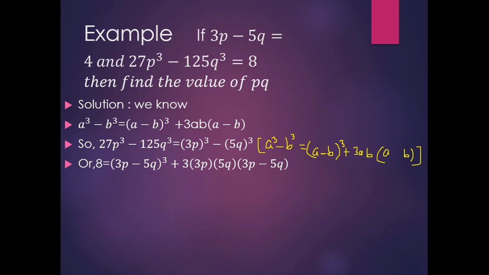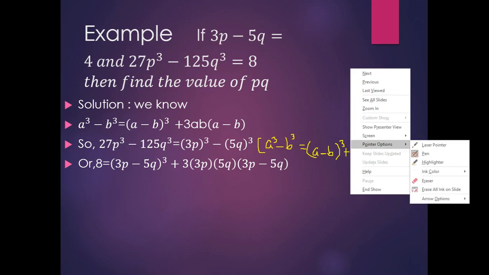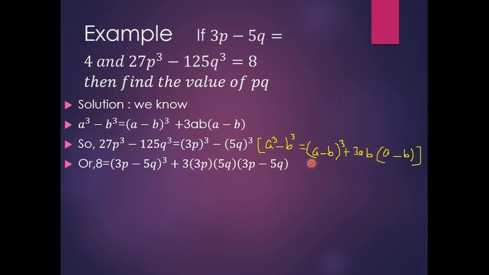Okay, so here 3 times A is 3P, B is 5Q, and in place of A we have 3P in the formula, and in place of B 5Q. So using this formula, we can easily write this expression.